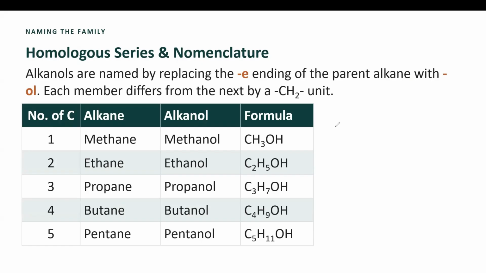Methanol, ethanol, propanol, butanol, and pentanol. Very good. These are the first 5 alkanols that are known. After pentanol, we have hexanol, then heptanol, then octanol, then nonanol, and decanol, as the case may be, with the corresponding number of carbon atoms.